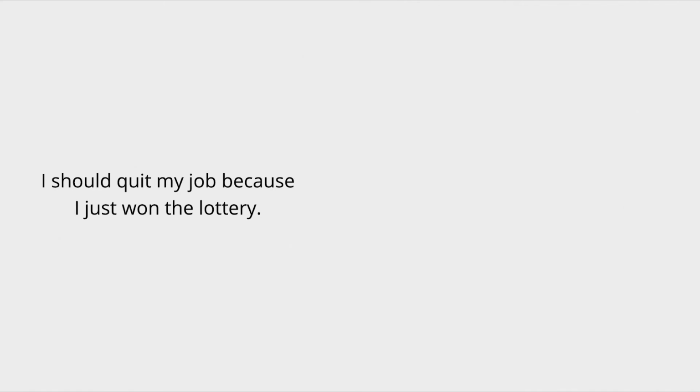We can start with this really simple argument from a previous lesson. I should quit my job because I just won the lottery. We want to break this argument down into its component parts, which we introduced earlier in the unit, specifically the conclusion and the premises. First, we read the argument, then use the why test to identify which part of the argument is the conclusion and which is the premise. Why should I quit my job? Oh, because I just won the lottery. Clearly then, the first part here is the conclusion, and the second part here is the premise. Okay, great, so we're all set there.